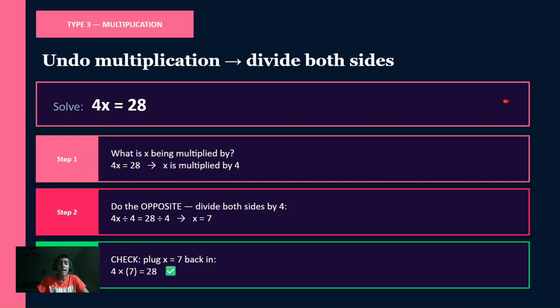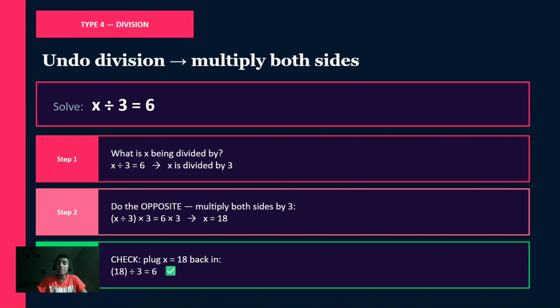Lastly, we have division. This messes a lot of students up, so it's really important to solve it carefully. Division equations: to undo division, you have to multiply. Solve x divided by 3 equals 6. X is being divided by 3, or x is being multiplied by 1/3, but I'll talk about that later.